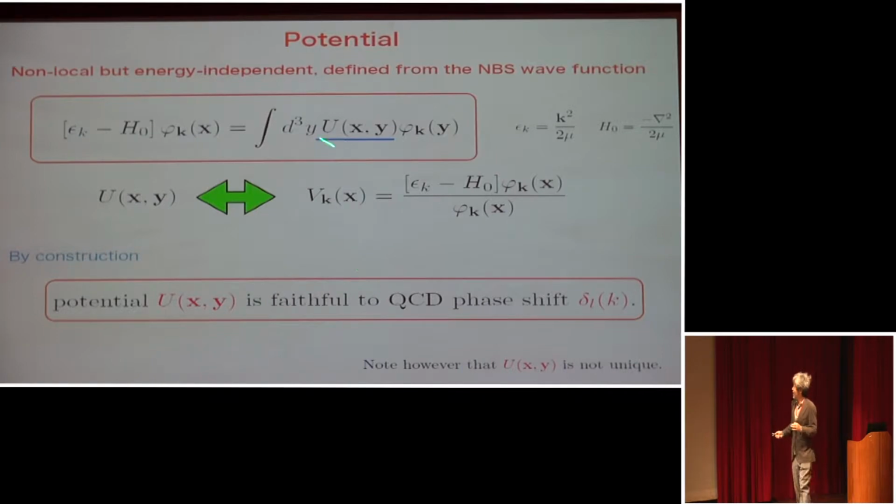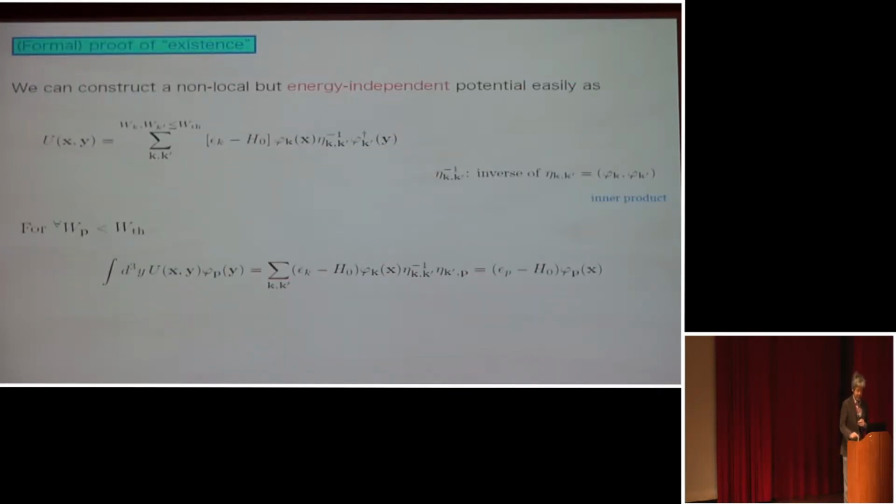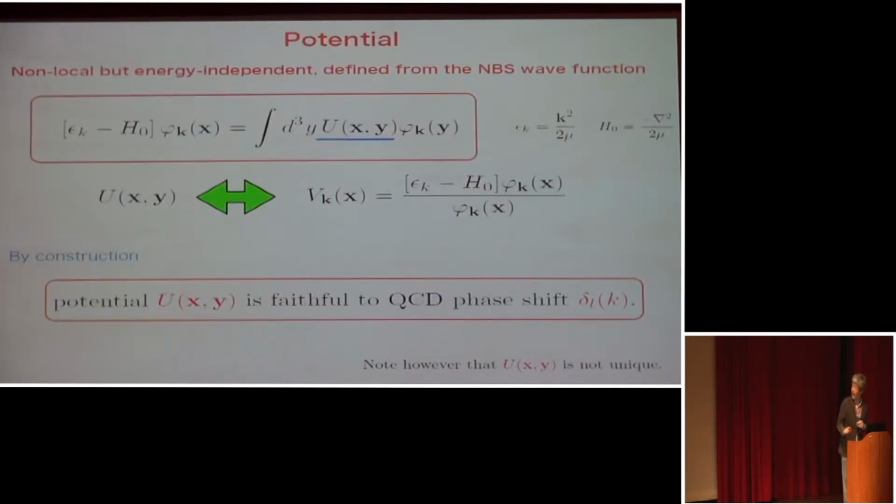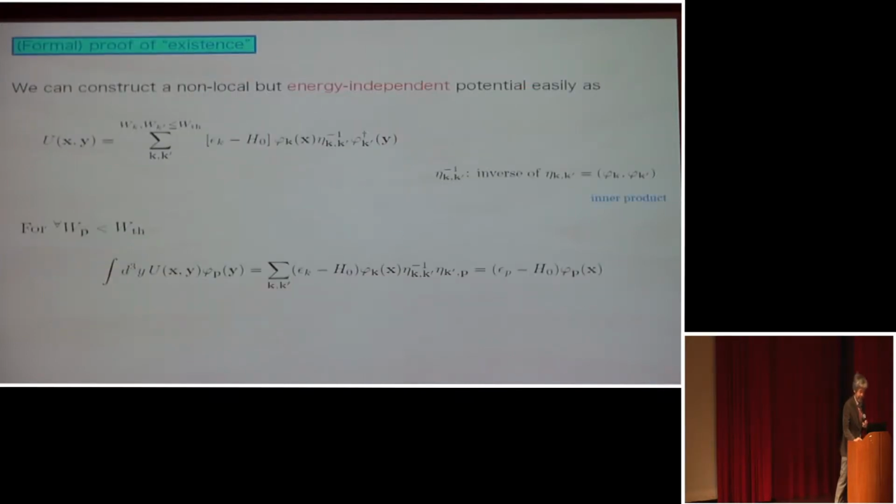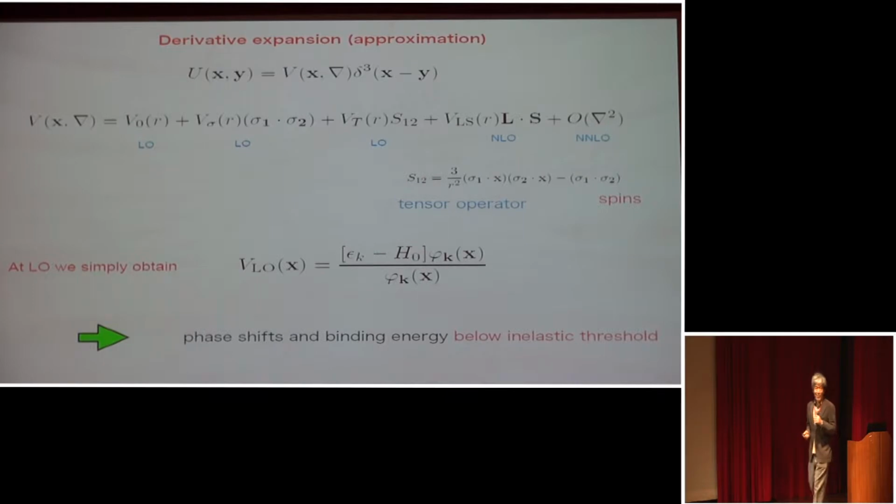Of course, this U(x,y) is not unique, since we restrict ourselves to elastic scattering only. The potential may agree in the elastic region but may differ in the inelastic region. We can construct many such potentials. I skip this. We can show such a U(x,y) exists, but I skip it. But in practice, U(x,y) is very difficult to treat or to extract.